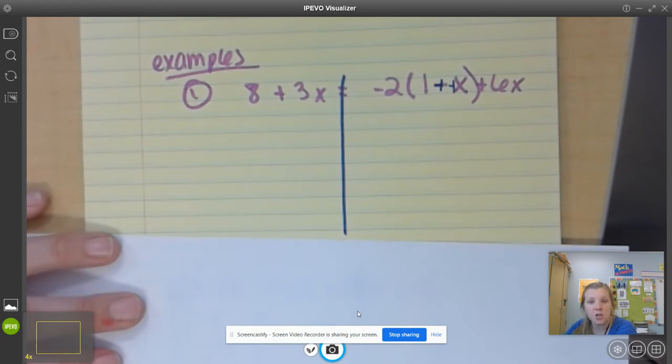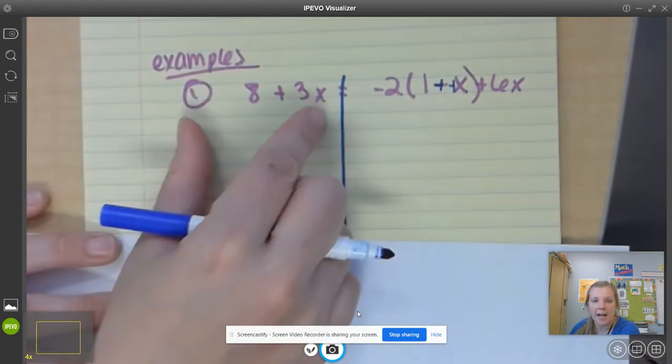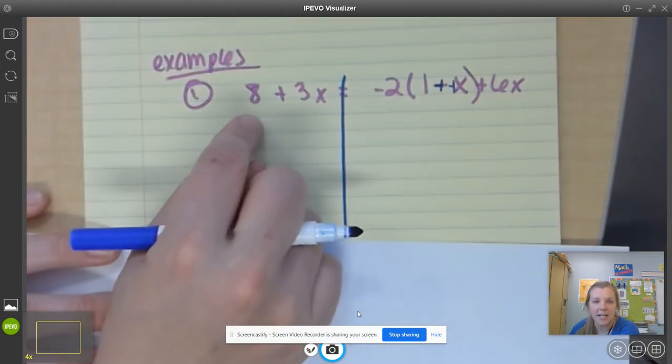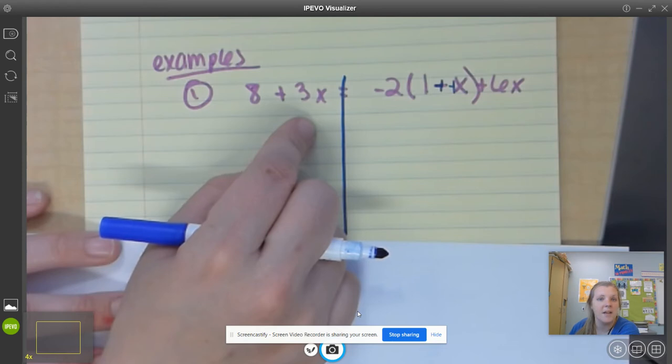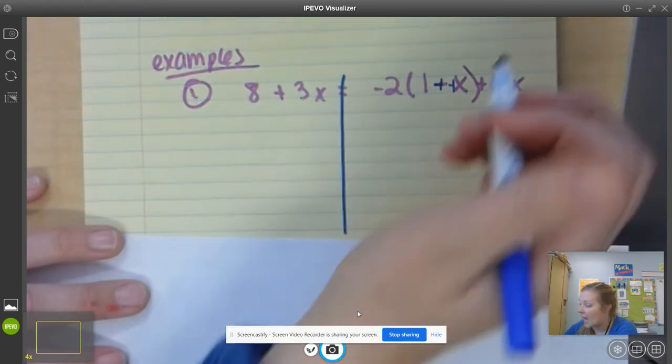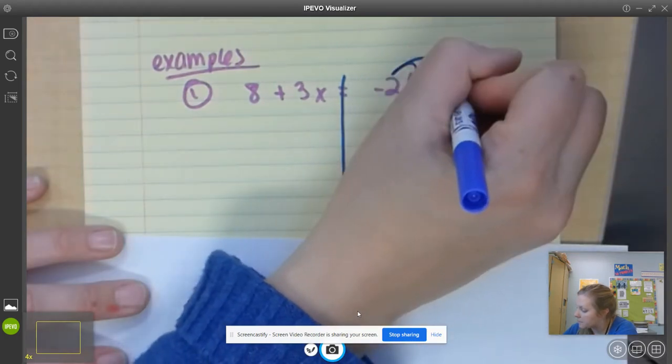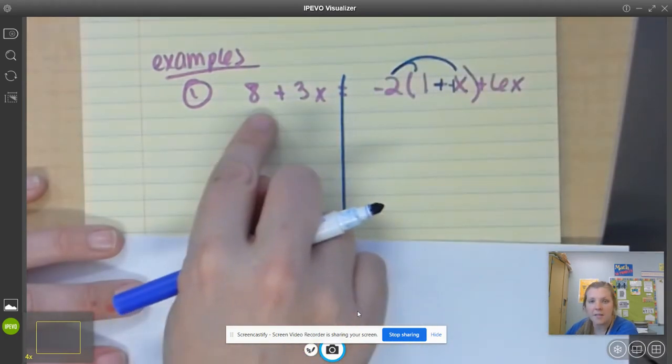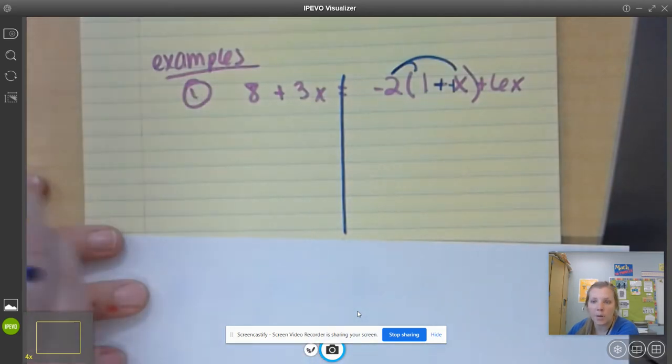After that, I'm going to distribute and simplify. So when I'm simplifying, can I simplify this side? Can I put the 8 and the 3x together? And in this case, I cannot. Can I simplify this side? Yeah, I have to start by distributing. I'm going to be showing all of my steps.